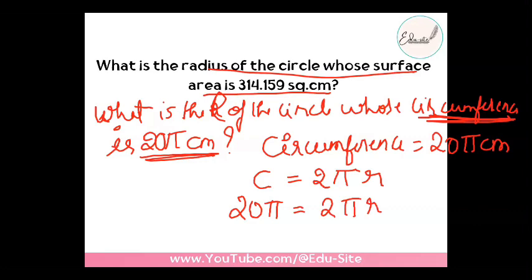To remove 2 pi, what are you going to divide? You have 20 pi is equal to 2 pi r, okay? So you just want the radius as a separate quantity. What are you going to remove from both of the sides? What should you remove? Is it pi, or 2 pi? No, you're not going to remove r, beta. You're going to remove something that is attached to r. Yes, that something attached to r is 2 pi.